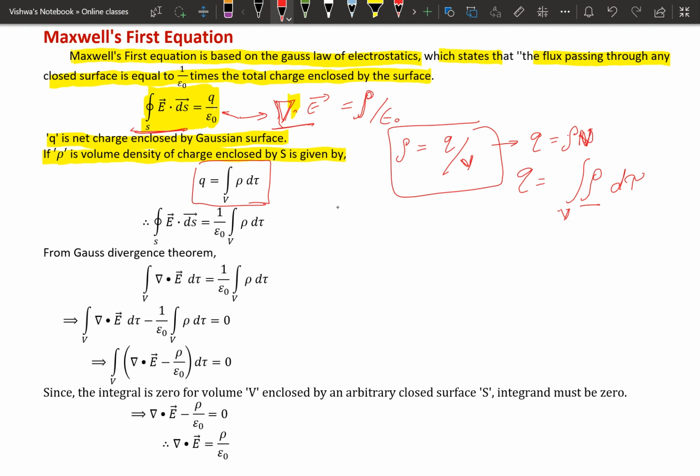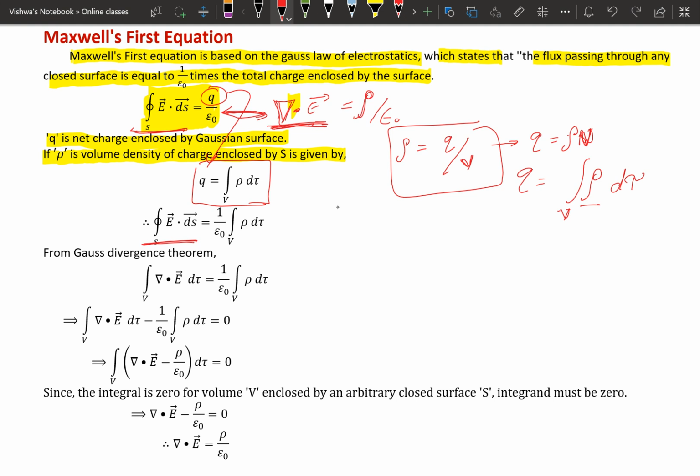Substitute this q value in the above relations, the Gauss expression. That is, the circular integral of E dot ds is equal to, here we replace this q by this relation, 1 by epsilon naught integral of rho d tau. So here the Maxwell equation is in terms of divergence, but here it is a surface integral. Now we have to convert this in terms of divergence.